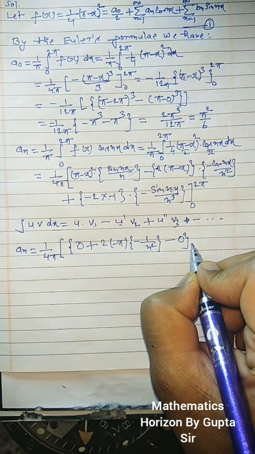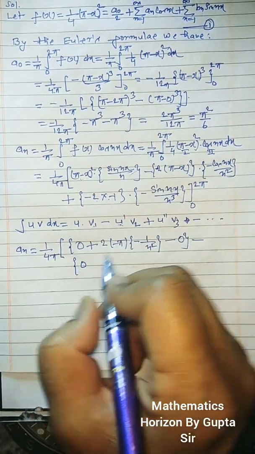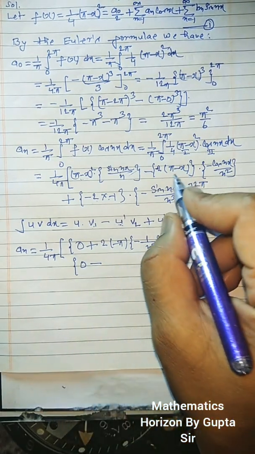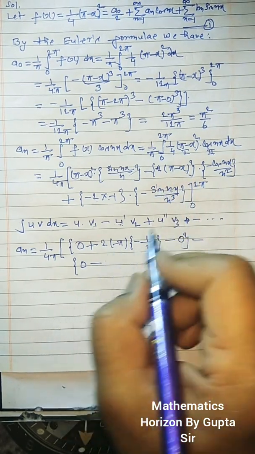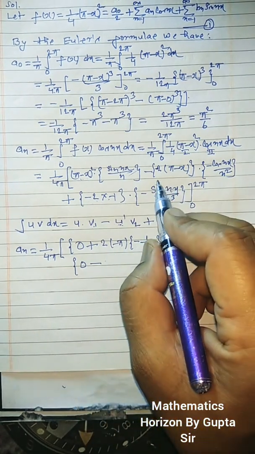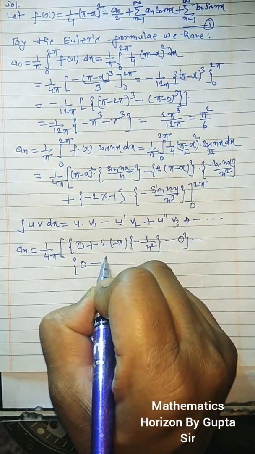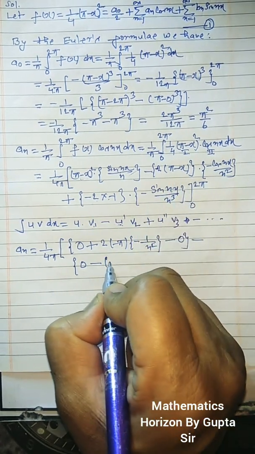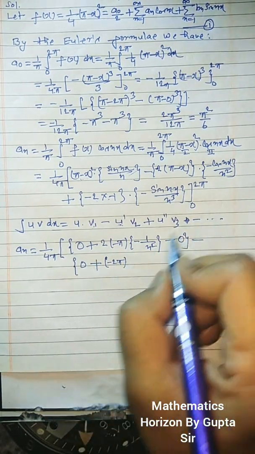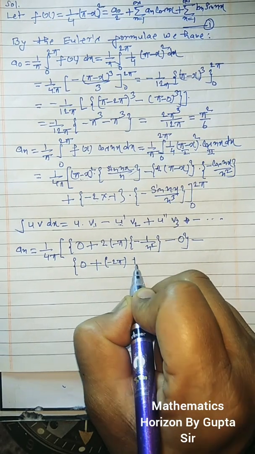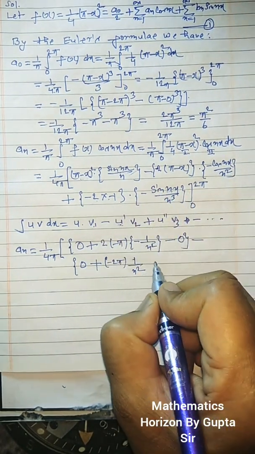This is the upper limit. Now we apply the lower limit. Sin 0 is 0, minus... see, when we put x equal to 0, it is minus 2 pi, minus minus plus, and cos 0 is 1 upon n square. Again here we have a sine term, sine 0 is 0.